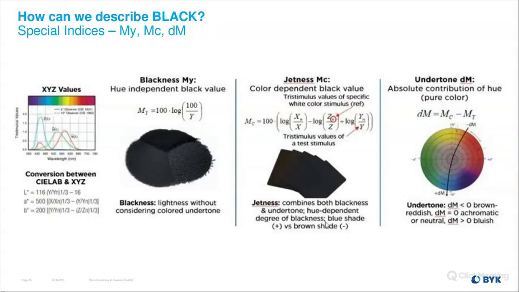So again, we have our blackness MY, which is basically how black of a sample this is. Your Jetness MC value, which looks at the black taking into account the undertone. And then we have our undertone, which looks at our pure contribution of the undertone towards that color.